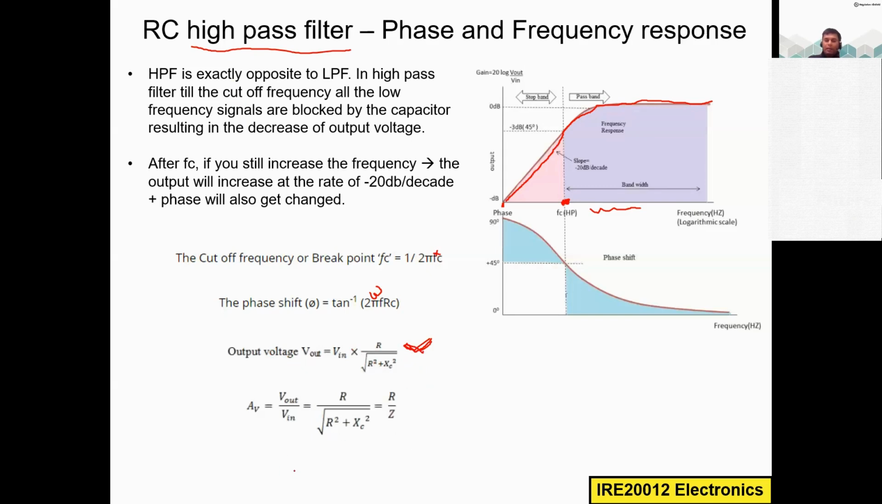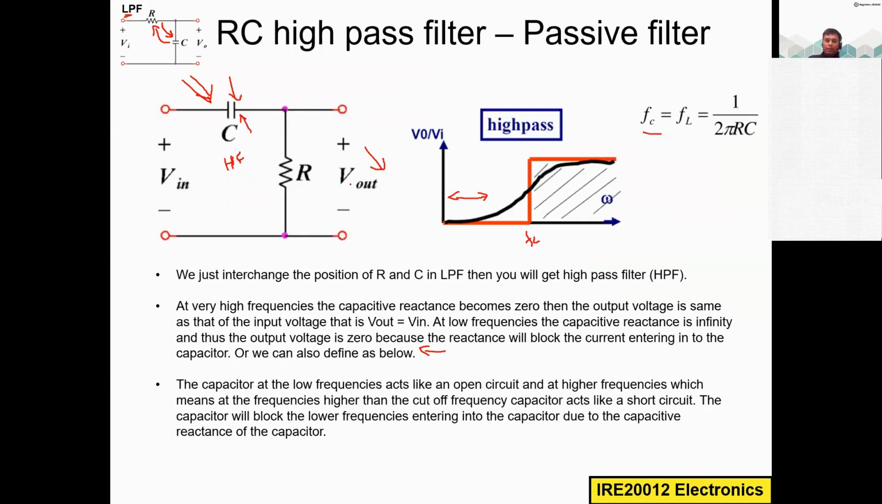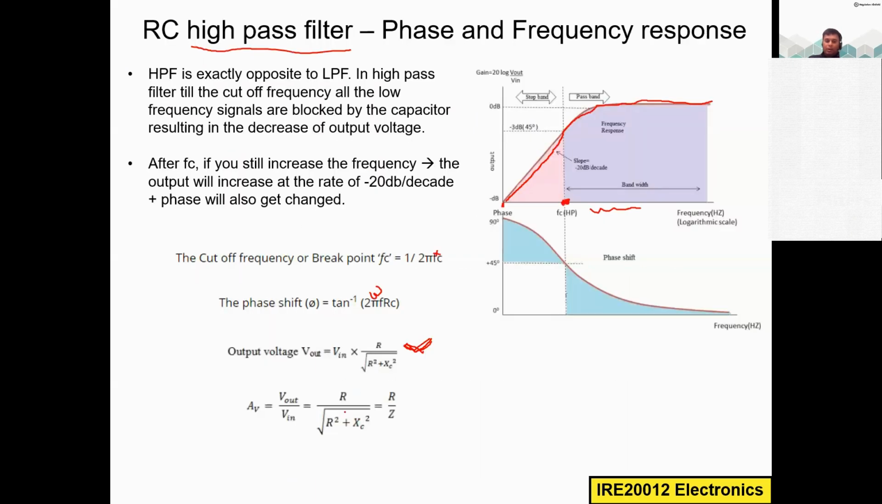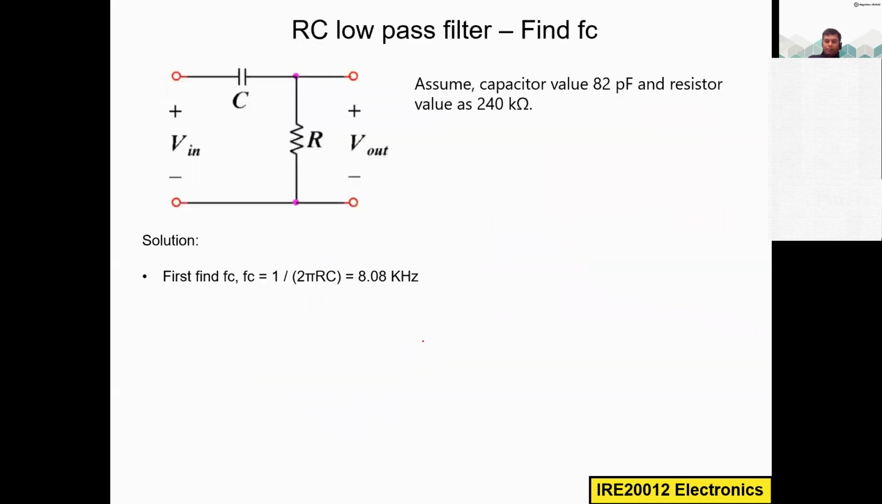And what is the voltage gain of this high pass filter? V out divided by V in. This is the formula: R divided by the square root of R squared plus XC squared. If you consider this as an impedance, then it is R divided by Z. But just remember, this is the formula for the gain of this passive high pass filter. Here we have seen a few formulas. Now I think this is not the low pass, this is the high pass. I forgot to change the name.